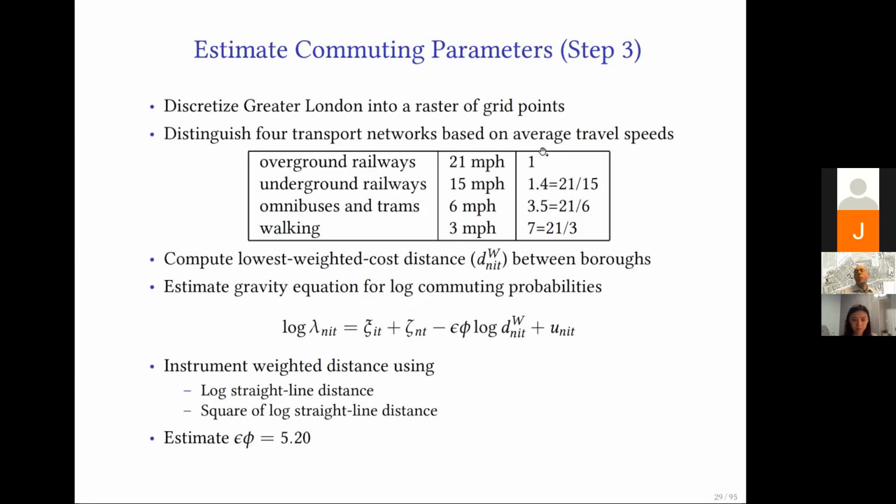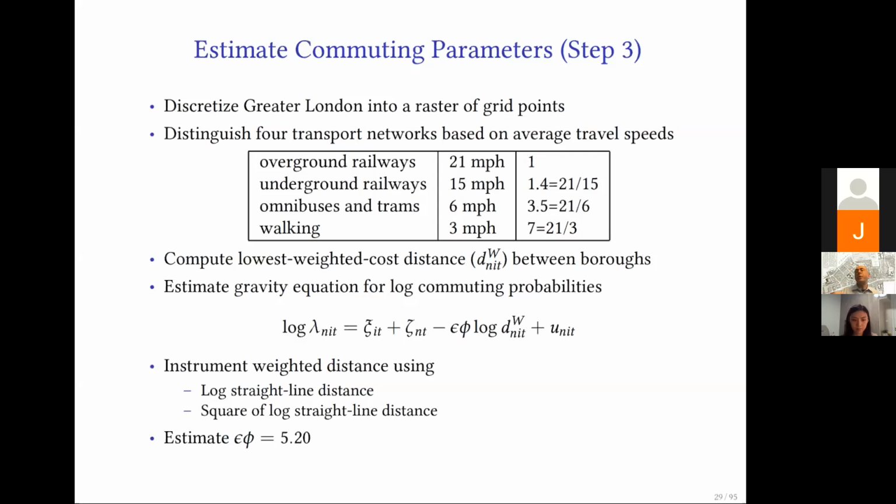And so we'll just normalize the costs for overground railways to 1 and set the costs for the other modes as proportional to their relative travel speeds. And then if a worker wants to travel from where they live to where they work, what they're going to do is follow the least cost path. They're going to travel over these millions of points on the surface of Greater London, and they're going to choose their path across those points to pick the path that has the lowest cost.